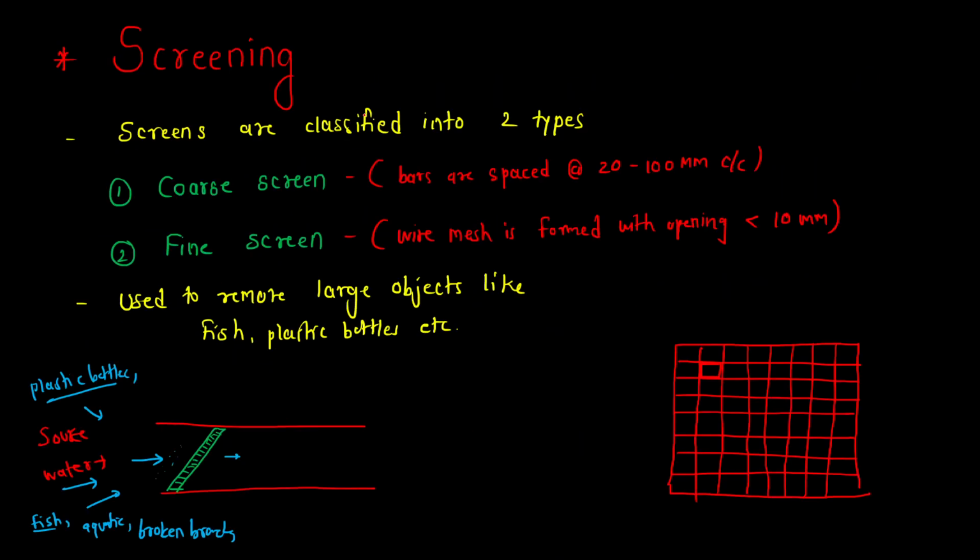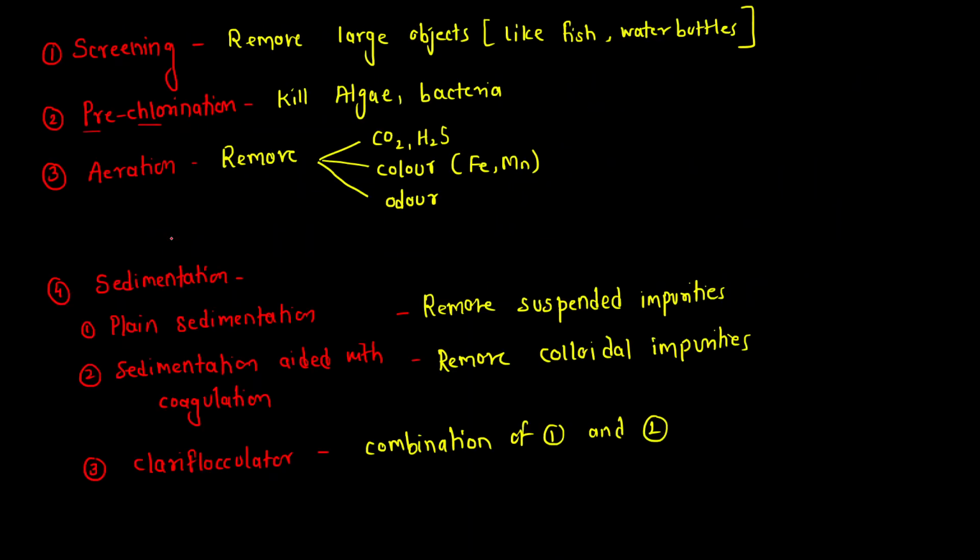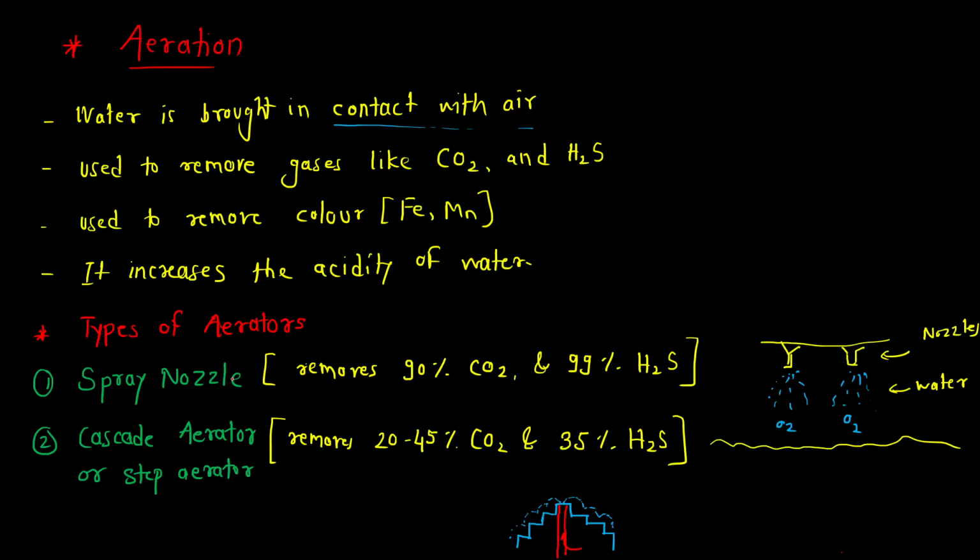Okay, so we'll start now with the next topic, that is called plain sedimentation. First we'll understand what sedimentation is, and then, as we have seen in the initial classes, this sedimentation is divided into three main types. That is, first is plain, then sedimentation aided with coagulation, and clariflocculator. So this we'll see separately.